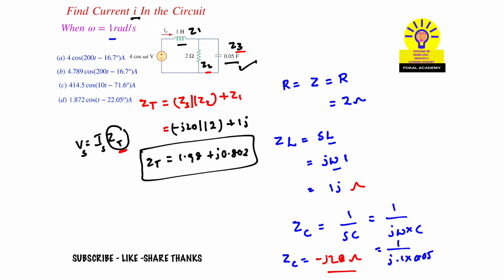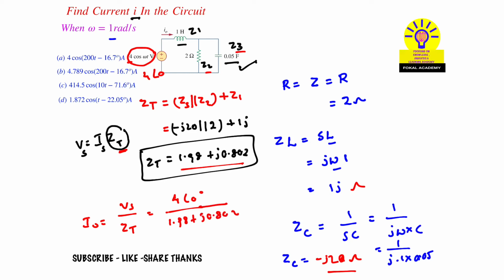Now we can easily find the current I value by applying this formula. Here Is means I naught. From this we get I naught equal to Vs by Zt. Write this equation in phasor form, having amplitude 4 and phase angle 0, and also convert the denominator into phasor form by applying the calculator. Directly we can simplify this by using the calculator. We will get 1.872 with phase angle minus 22.05.